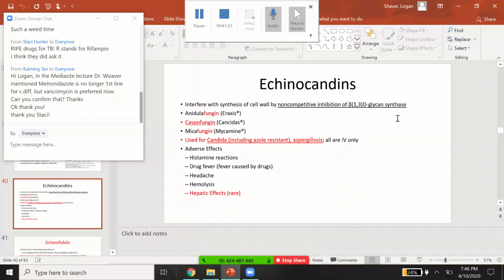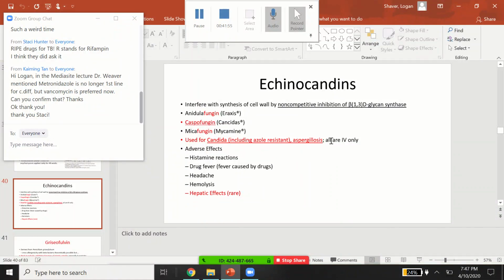Then echinocandins. These all end in fungin, so that's why she had this particular part of the word put in, fungin, here. Along with that, they're used for candida. And notice she puts including azole resistant. So in the question stem, she would have to have said they've had an azole before and it didn't work. So this would be more like a second line treatment for candida.